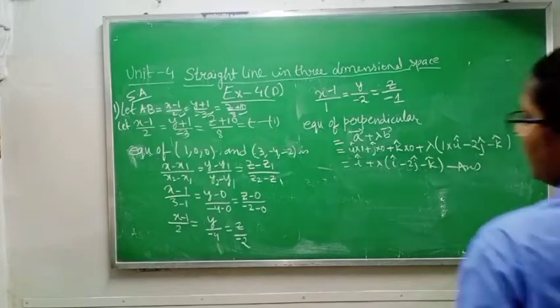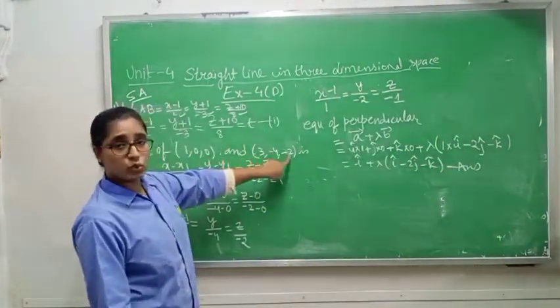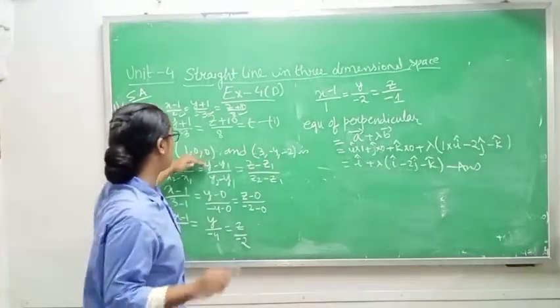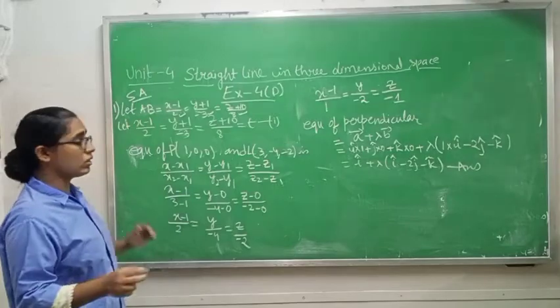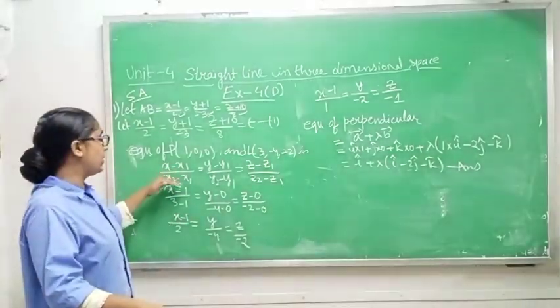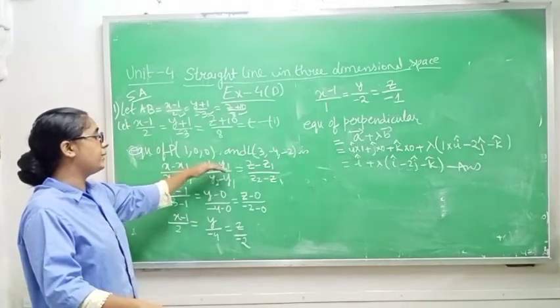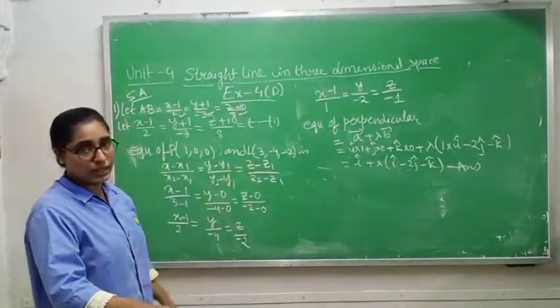Now class 12. The equation through 1 comma 0 comma 0 and 3 comma minus 4 comma minus 2. You know that this is P, you can write here P, and this one we are getting as L. So the PL equation formula, when 2 points are given to you, is x minus x1 by x2 minus x1 equals y minus y1 by y2 minus y1 equals z minus z1 by z2 minus z1.